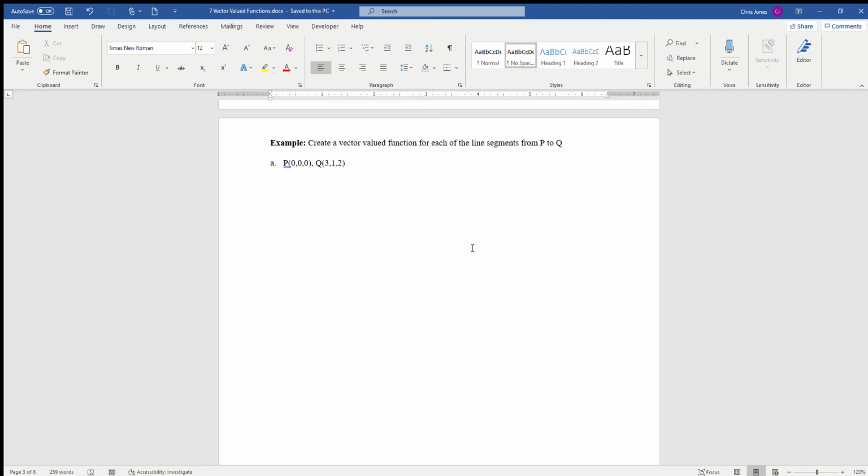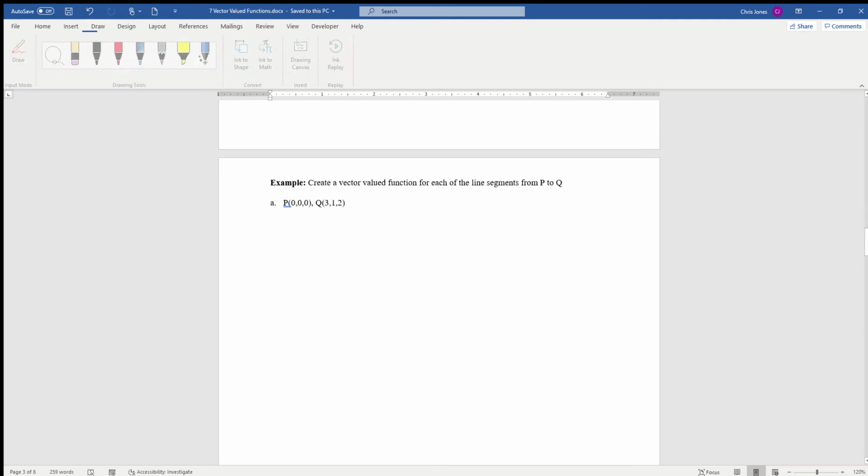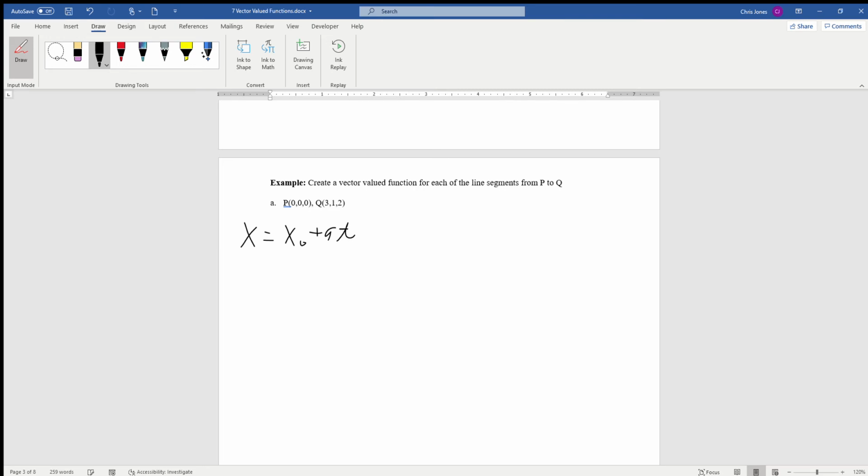So we have a point P, we have a point Q, initial and terminal, and we would like to be able to parameterize this line segment. What we're going to do is go back to something we learned earlier when we took a look at the idea of being able to create these lines in space. You might remember that we had these equations: x equals x naught plus at, y equals y naught plus bt, and z equals z naught plus ct. And these were the parametric equations of a line.